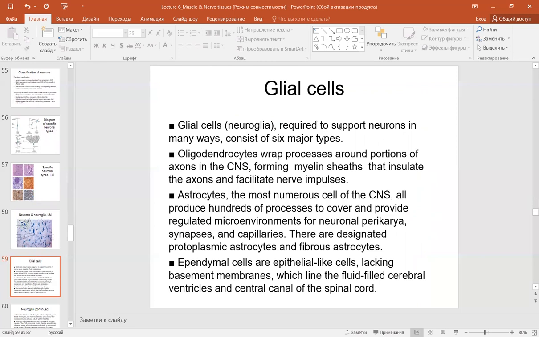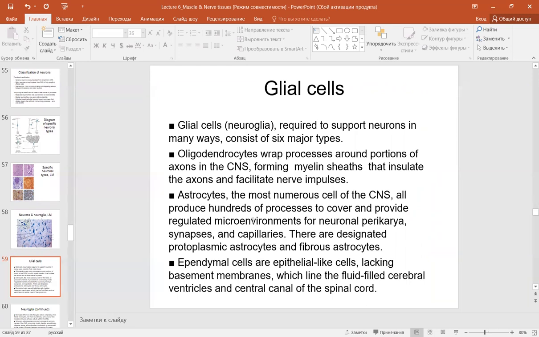Glial cells required to support neurons in many ways consist of six major types. Oligodendrocyte processes surround portions of the axons in the central nervous system, forming myelin sheaths that insulate the axon and facilitate nerve impulses. Astrocytes, the most numerous cells of the central nervous system, produce hundreds of processes to cover and provide a regulated microenvironment for neuronal perikarya, synapses, and capillaries. There are protoplasmic astrocytes and fibrous astrocytes, depending on their morphology.